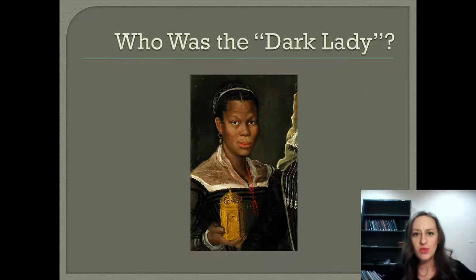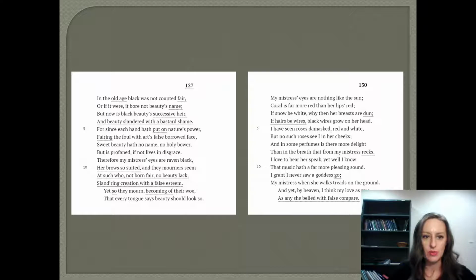And if you read the poem, well, let's go ahead and read through some of the poems, okay? In the old age, black was not counted fair, or if it were, it bore not beauty's name. But now is black beauty's successive heir, and beauty slandered, the bastard shame. For since each hand had put on nature's power, bearing the foul with art's false borrowed face, sweet beauty hath no name, no holy bower, but is profaned if not lives in disgrace.